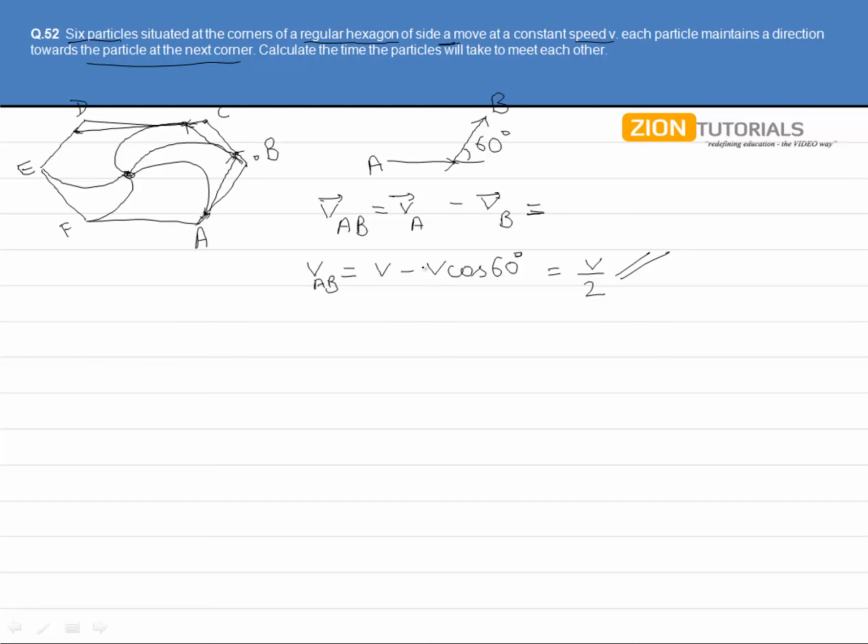This means that A is approaching B with a velocity of V by 2. Now, what is the actual distance between A and B? This is the side A, because A and B are the corners. So, in the relative concept, they need to cover this distance with this velocity, which gives us the time as distance upon velocity, that is A upon V by 2, giving us 2A over V.